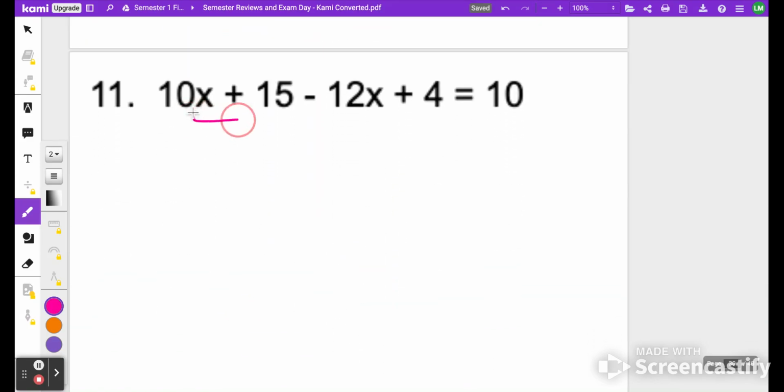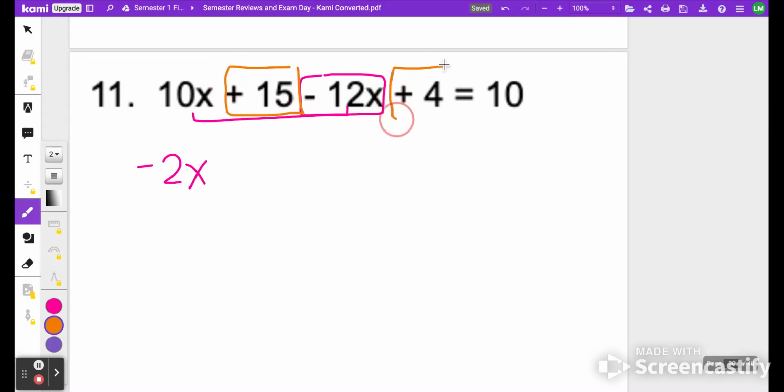This next one, I've got a few things going on, so I'm going to combine some like terms. First off, I have 10x and negative 12x. That gives me negative 2x. Then I have a positive 15 and a positive 4. That's going to give me 19. So plus 19 is equal to 10.